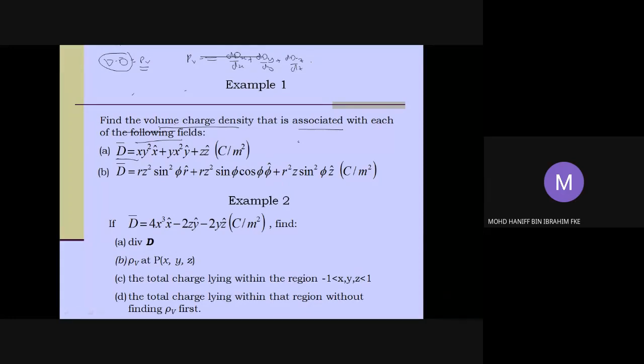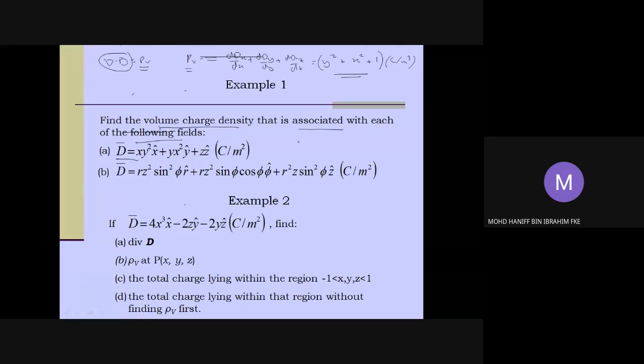So simply, what are we going to have then? The derivative of the first term with respect to x gives us y squared, plus x squared, plus 1. So that should be our rho V obtained from the differentiation of the vector D with respect to x, y, and z. That should be our rho V in units of coulombs per meter cubed, because rho V is a volume charge density.